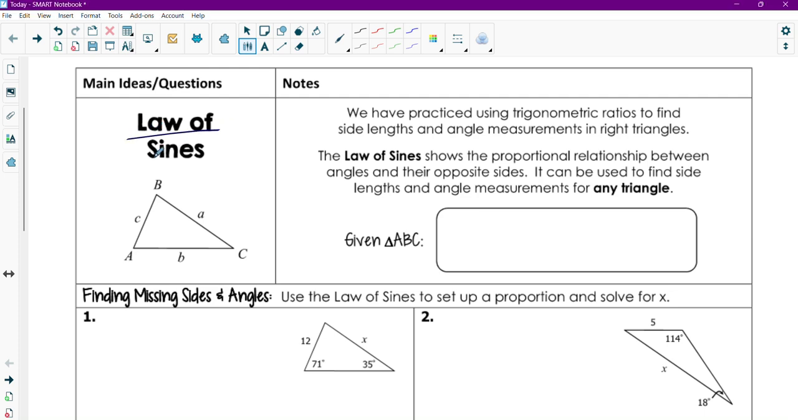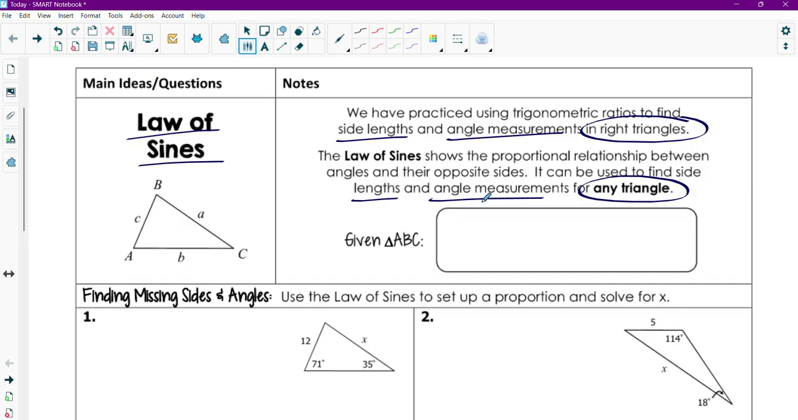Learning about the law of sines. So we've talked about how trig ratios relate side lengths and angle measurements in right triangles specifically. The law of sines is going to show a proportional relationship between angles and their opposite sides in any triangle. So we can use these to find lengths and angle measurements for any triangle. And that's an important idea.